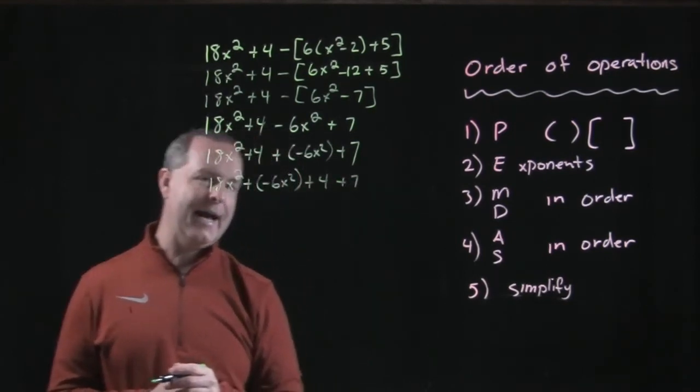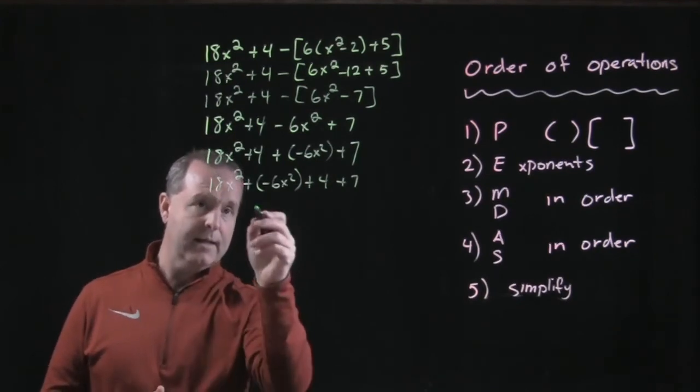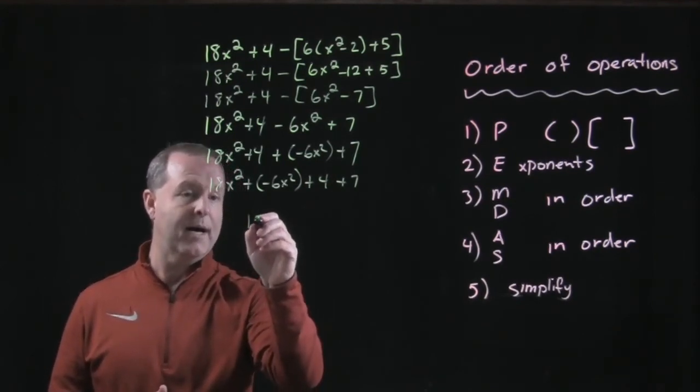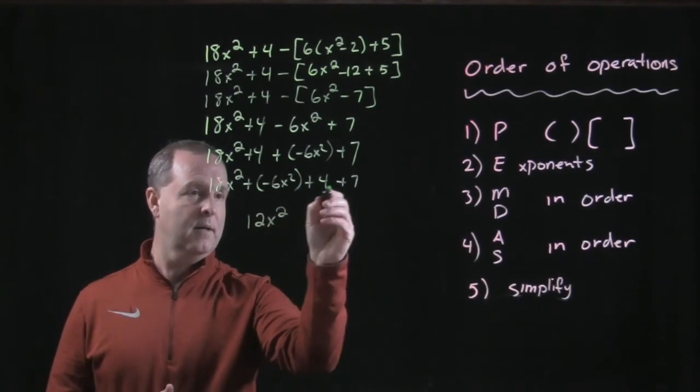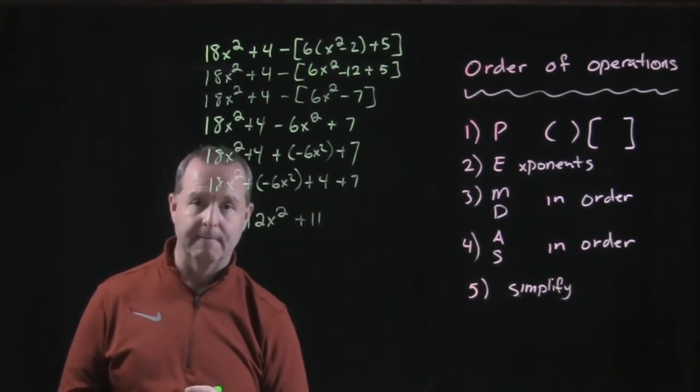Now I can go ahead and add like terms. 18x squared plus a negative 6x squared gives me a positive 12x squared, plus 4 plus 7 gives me a plus 11.